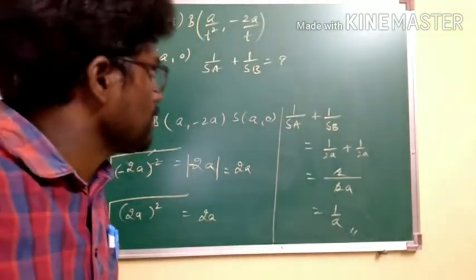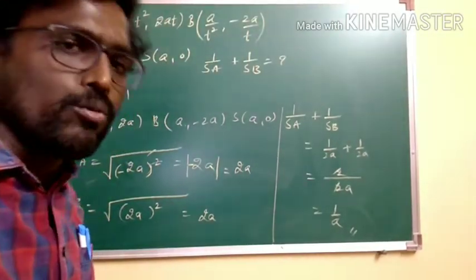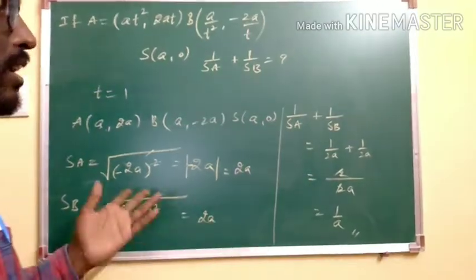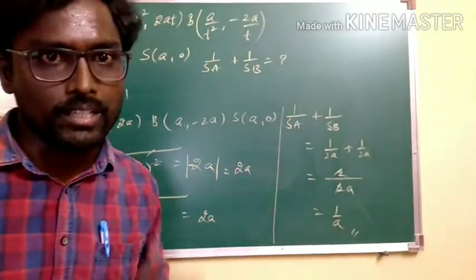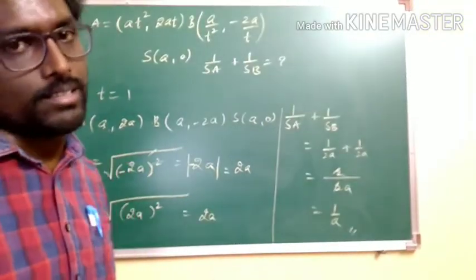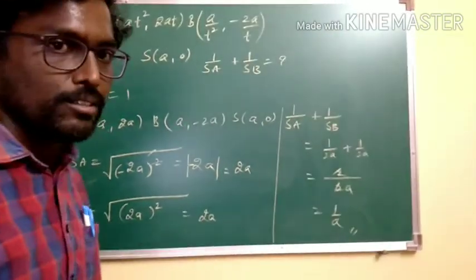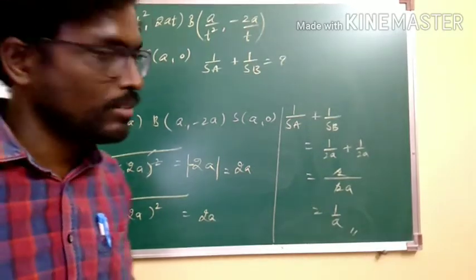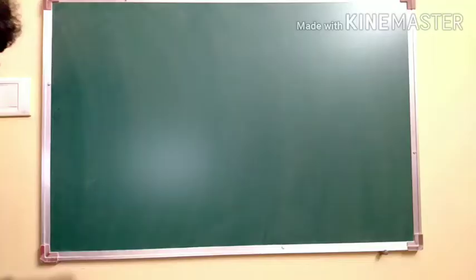You can ask me, sir, only for t equal to 1, or can you go for any value? Happily, if you wish to check for any other value of t, it is not an issue, you will be getting the same, where t is a variable. That's the reason. Hope you got it. In such areas, think logically and try to work it out. We'll go with the next problem.